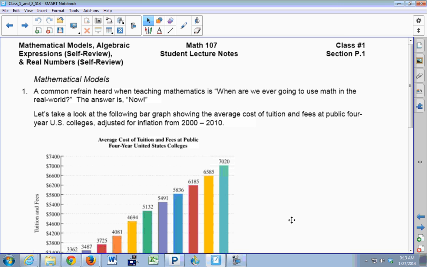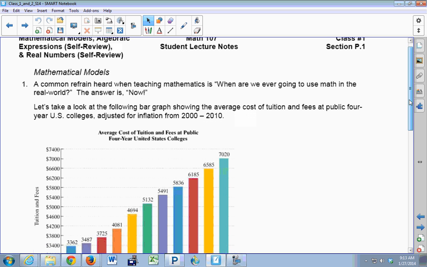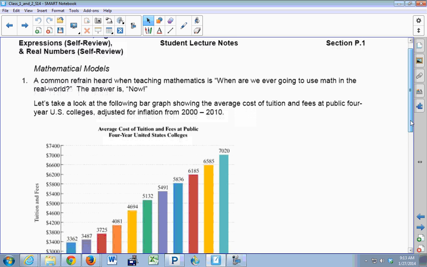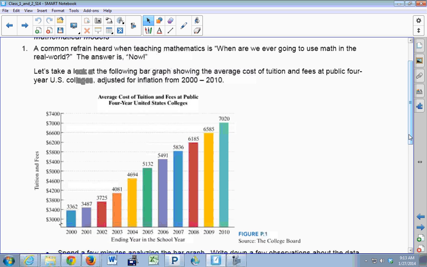Okay, so to start us off, when we do this, Elena, I'm going to pick on you because you're the first name I remember. You want to start us off with number 1? Yep. Okay, so want to read us what that graph is all about there, Elena? Adjusted for inflation.